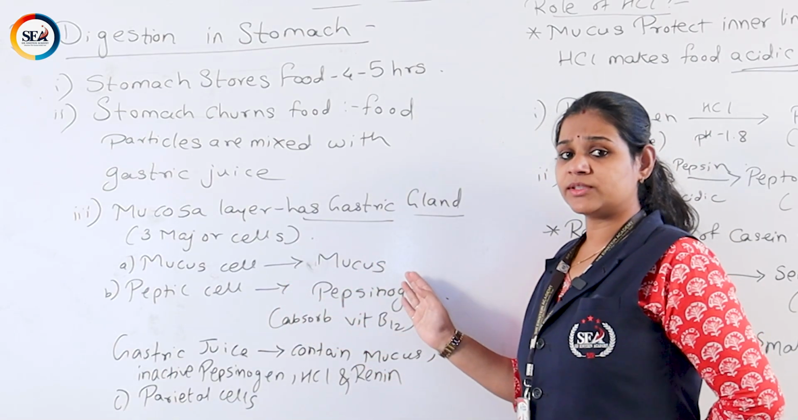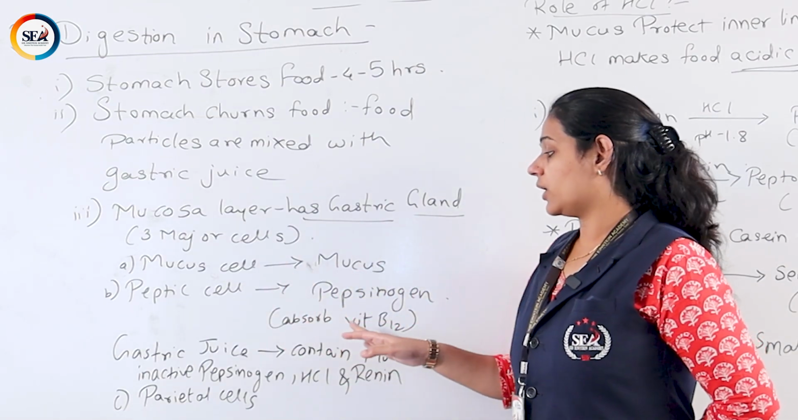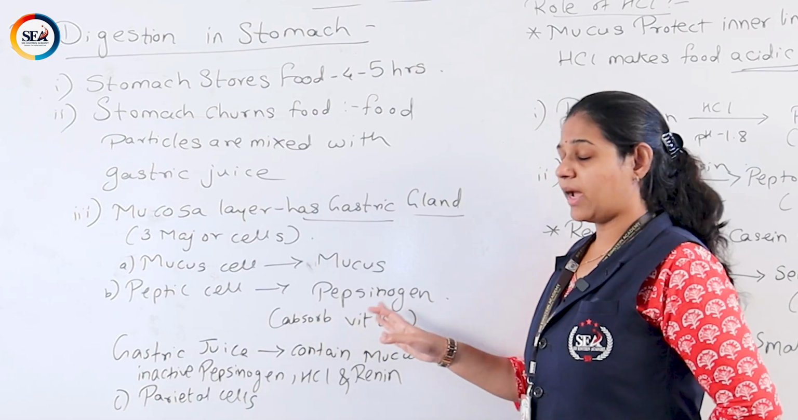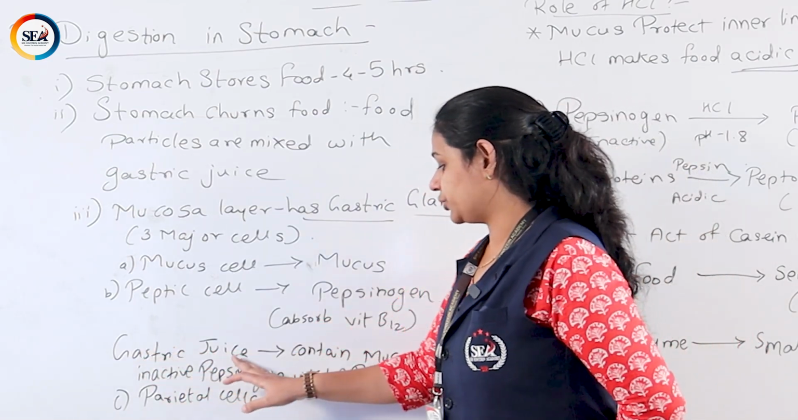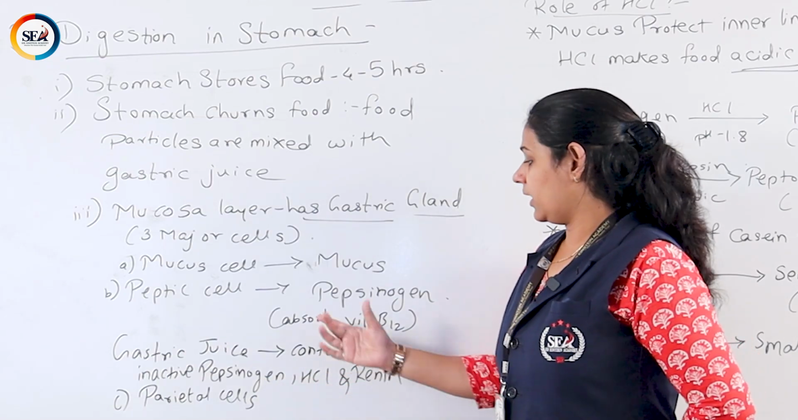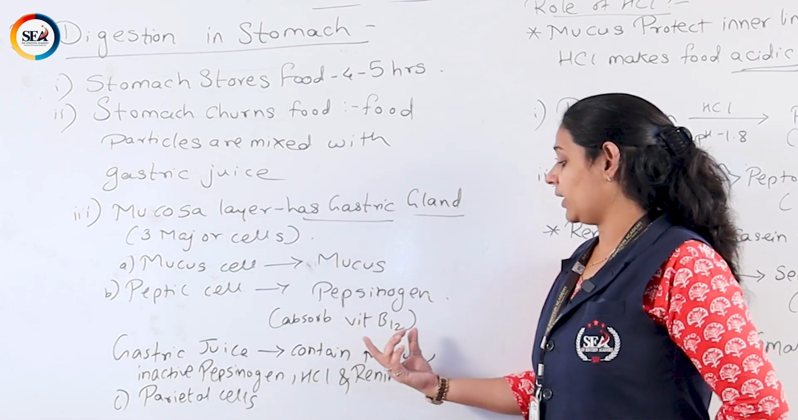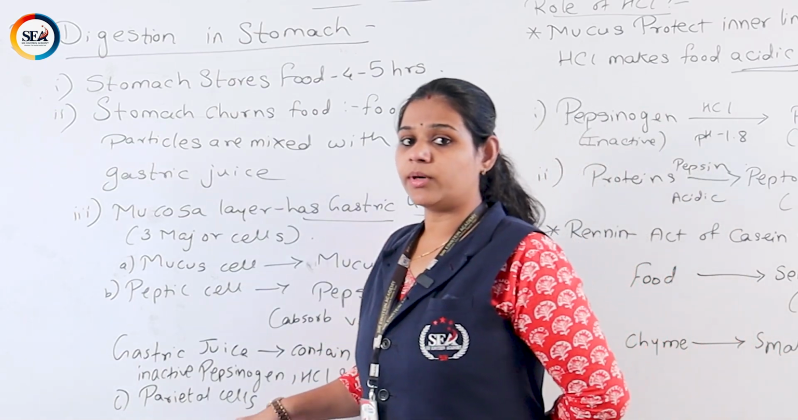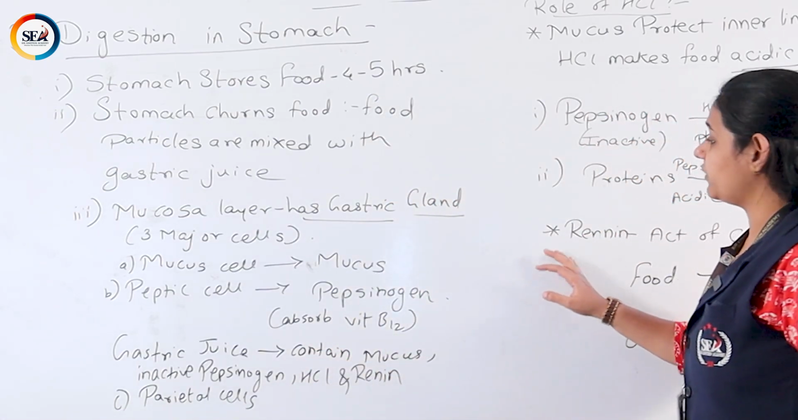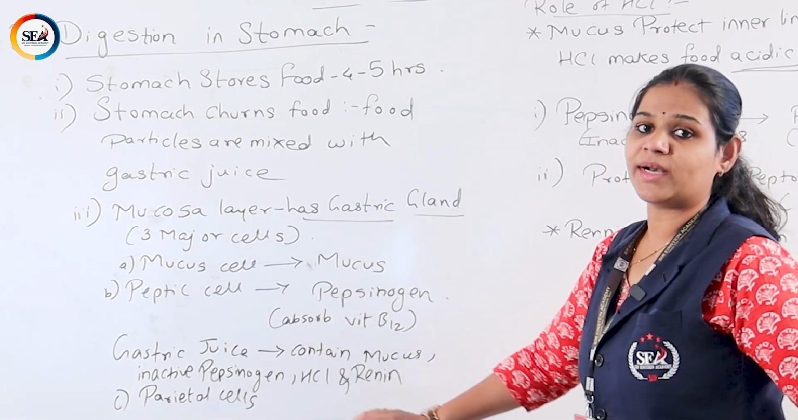This enzyme is called a proenzyme, that is the inactive form of the enzyme. Its work is to absorb vitamin B12. Gastric juice contains mucus, inactive pepsinogen, HCl and renin. Inactive pepsinogen works, we have already seen, that is, it absorbs vitamin B12. Now we will see the work of HCl. Before that, the third type of cells present in this mucosal layer are the parietal cells.